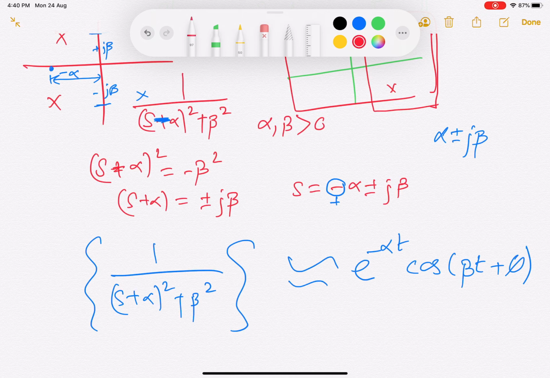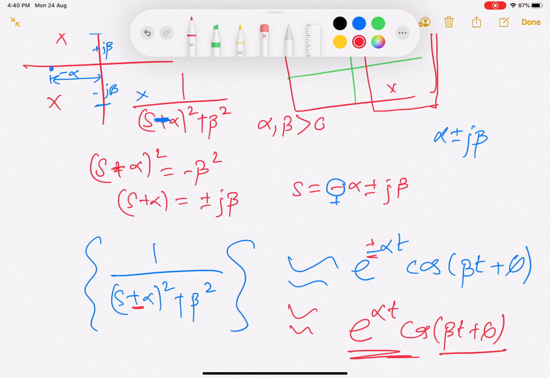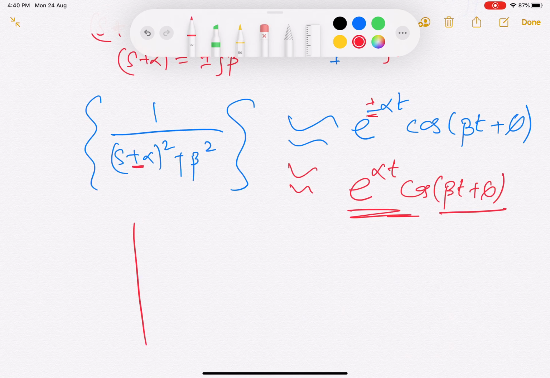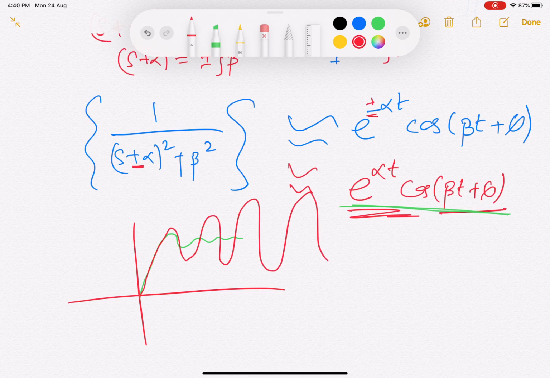Now if instead of this plus sign here you have a minus sign, that means the poles are on the right half plane. Instead of this plus sign here, you have a plus sign. So the response is of the form e to the power alpha t cos beta t plus phi. So this is an exponentially increasing response, although it is oscillating. Your underdamped response was like this, where the oscillations were damping out, but this is an unstable response, and it is going to be something like this, where your oscillations are continuously increasing.